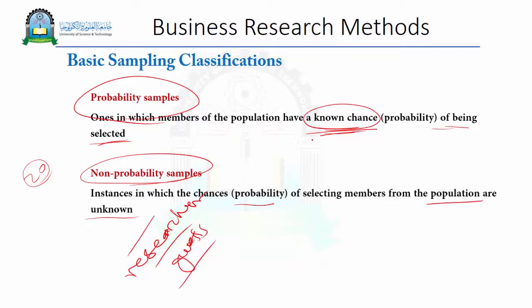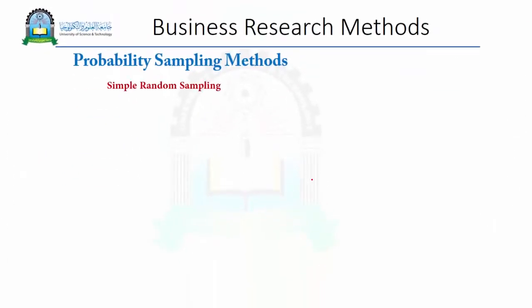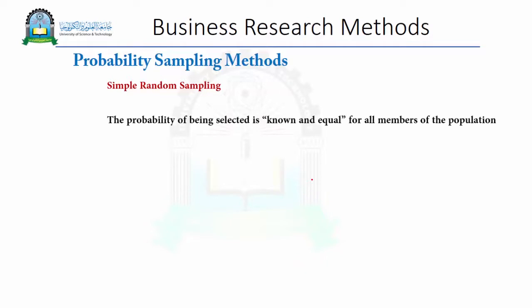So here the chance is equal and known. Here the chance is not known, and it might not be equal for everybody. So for probability sampling, we have got a lot of techniques. The first one is what we call simple random sampling. It is one of the techniques of probability sampling. The probability of being selected is known and equal for all the members of the population.